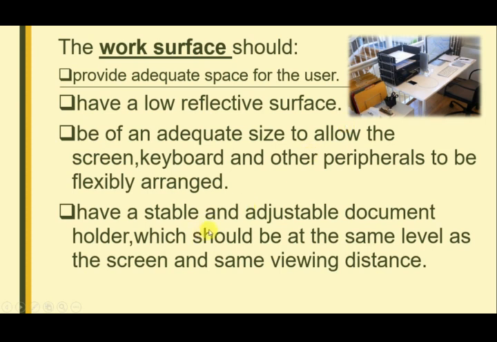It should have a stable and adjustable document holder which should be at the same level as the screen and at the same viewing distance. Sometimes we need to keep so many folders near our table. So in order to keep our table or work surface clean, we can just have a document folder. Now you can see in the picture, this is a document folder where all the documents are properly arranged stack by stack. So what it does, it makes the table or the work surface neat, clean and organized.